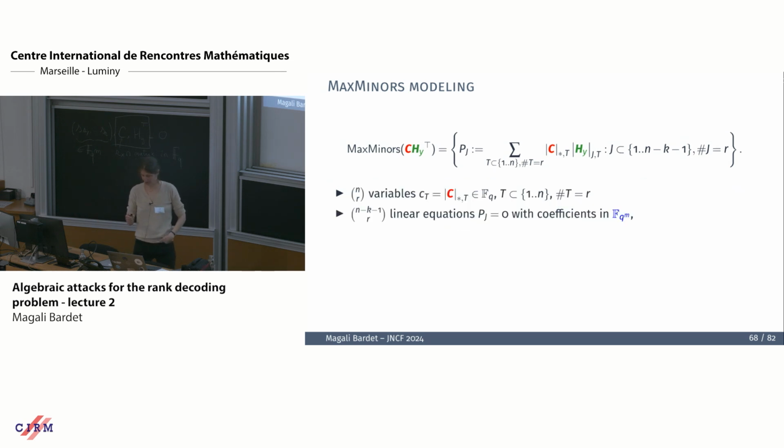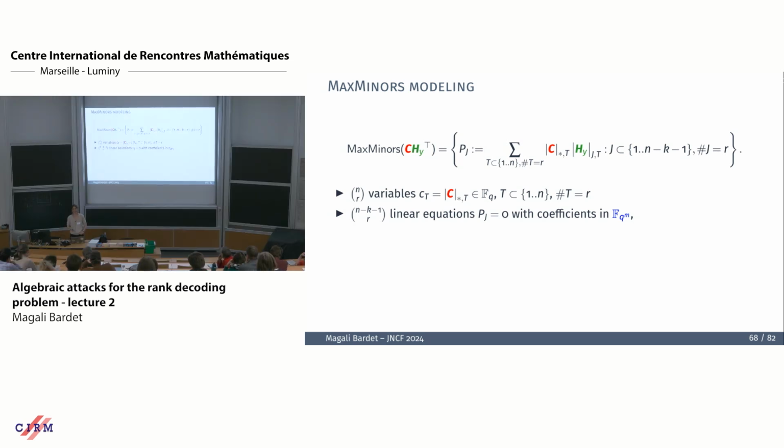So we do this change of coordinates, and now what we have is a system of equations. We have n choose R variables that are the minors, and the equations are linear. So that's very nice. We can just solve the linear system and get the solution. Okay. What is the problem? The problem is that we don't have enough equations to solve the system.